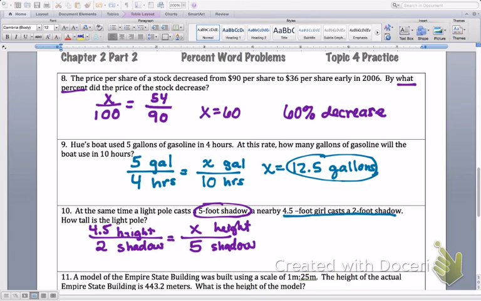We get 11.25. And so that's talking about the light pole, and it's all in feet. So don't forget that unit of measure.